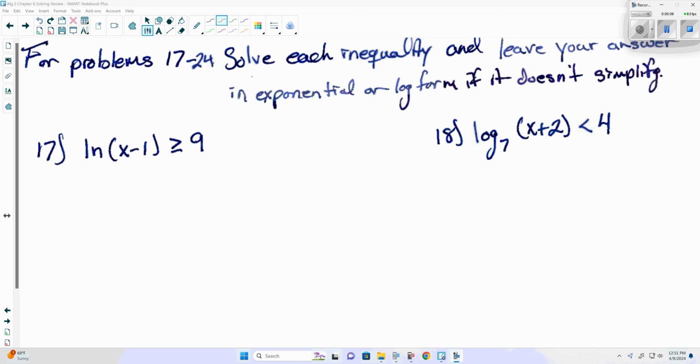All right, guys, we're finishing going over the review sheet today. So your test is tomorrow, and you will be able to finish the entire test in one class period. The first thing we're going to look at today is these inequalities, solving logarithmic and exponential inequalities.